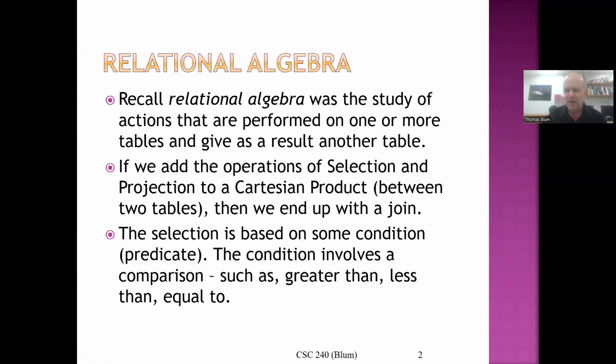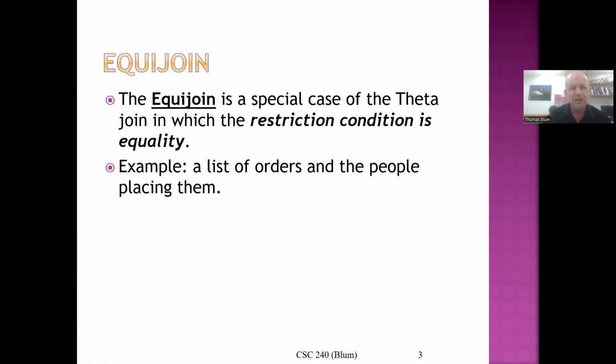So we have just basic relational algebra to work on a table or combine tables. And we had basic operations of selection, picking out rows, projection, picking out columns, and this weird thing called a Cartesian product. But if we combine selection, projection, and Cartesian product, we end up with a join. So there will be some condition, some predicate, and that could be any of the things. But now we're going to start considering when it is specifically equality, and that is going to give us the equi-join.